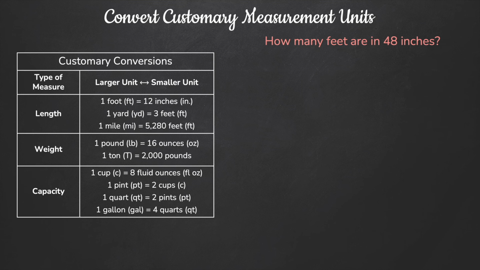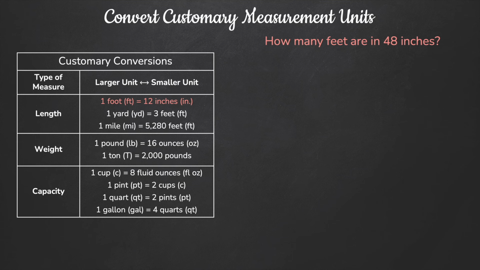We're going to use this table to help us figure out how many feet are in 48 inches. So in our table, we're going to look for where it talks about feet and where it talks about inches. And in our table, it says that 1 foot is equal to 12 inches. So we're going to use that information to help us solve for this problem.